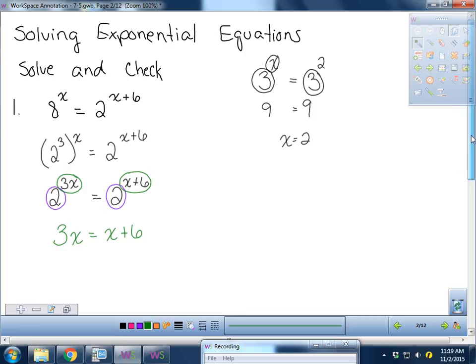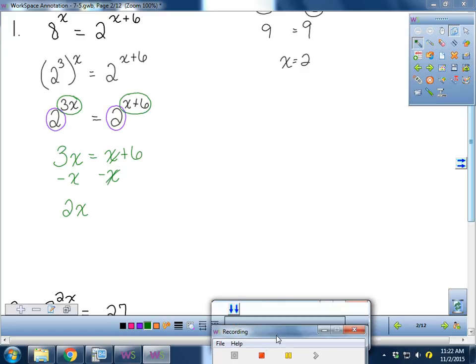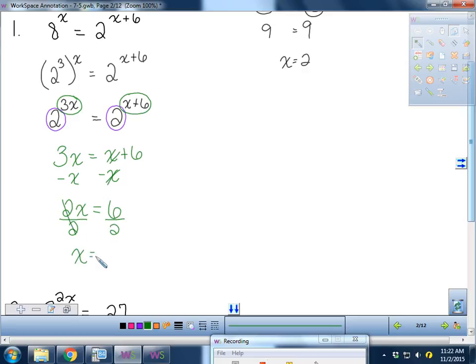Now it's just an Algebra 1 problem where I solve for x. So the first thing I need to do is get my x's together. So I'm going to subtract x from this side. So that gives me 3x minus 1x, which is 2x. All right, so once I subtract the x, I've got 2x equals 6. Then I just divide by 2. 6 divided by 2 is 3. So x is 3. Now I want to check myself.